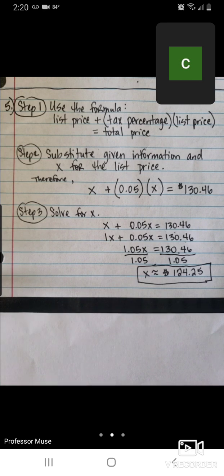Mia found a receipt for a pair of boots for $130.46, tax included. If the sales tax rate was 5%, what was the list price of the boots? Round your answer to the nearest cent.